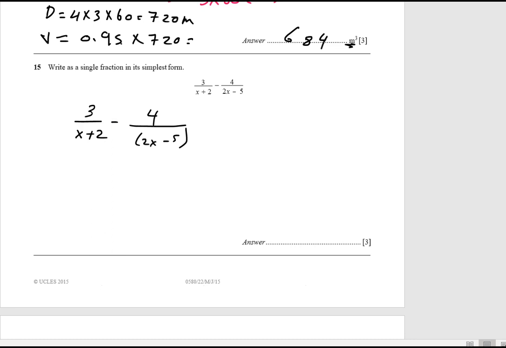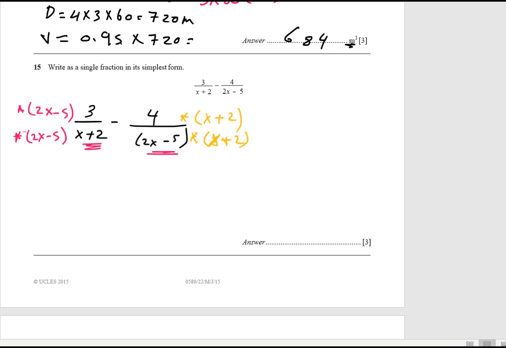To start to solve this type of question, we need to be sure that the bottom part of the fractions is the same. So we will multiply by 2x minus 5 at the top and the bottom. On the other side of the expression, we will do the same. We multiply here by x plus 2, and at the top we multiply by x plus 2.